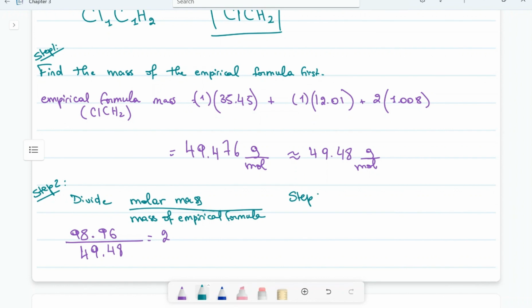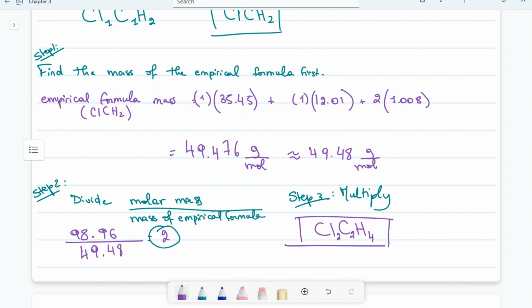So step 3 is multiply. So we got a number 2 right here. What do we do with this? We take the ClCH2, we multiply everything by 2. So we had Cl1 right here, 1 times 2 is 2. We had C and the 1 right here, 1 times 2 is 2. We had H and the 2 right here, 2 times 2 is 4. And this is our molecular formula.